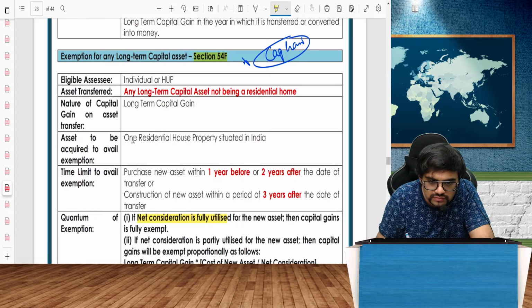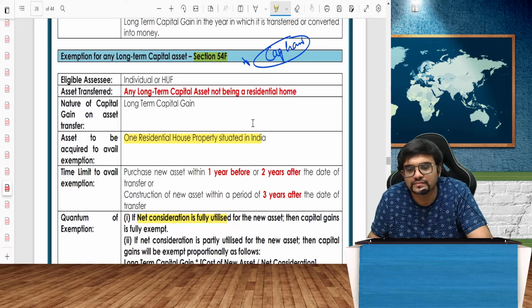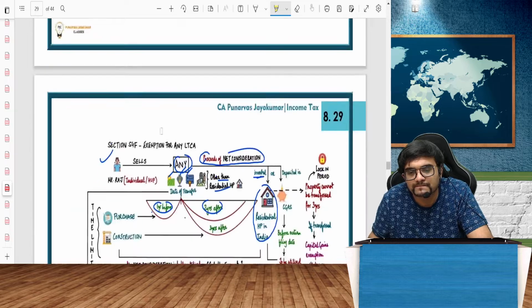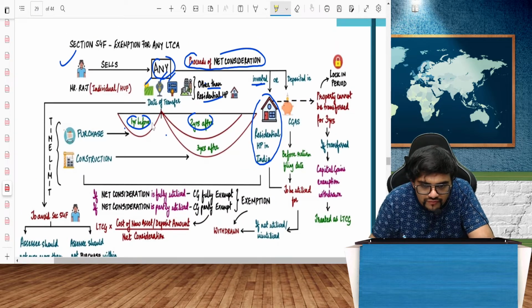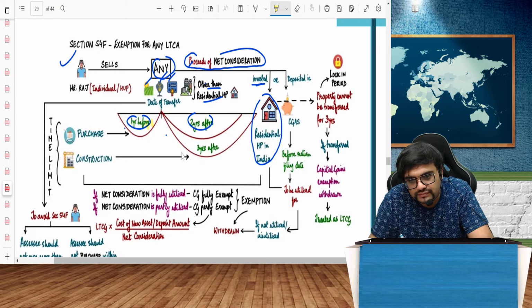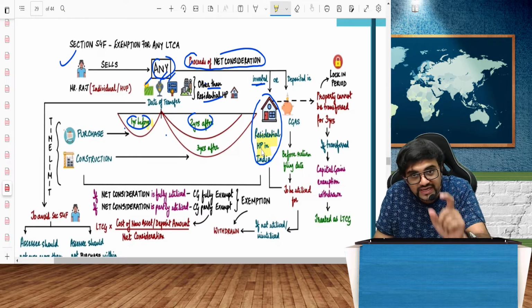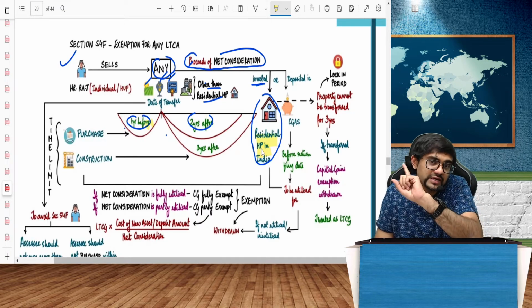See? Made the same. Check again. 1 year before, 2 years after. Date of transfer, 3 years after. Residential house property in India. In India, outside India, and finally we will explain more in depth.